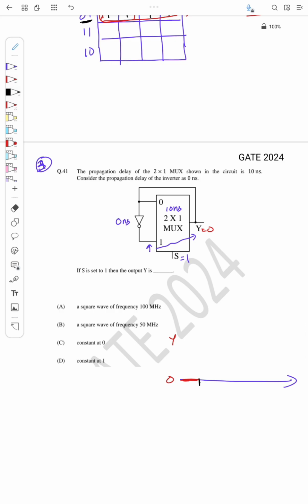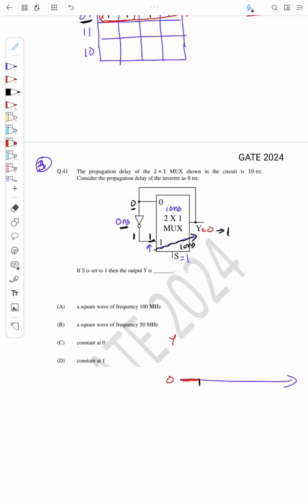If Y is 0, the input to the NOT gate is 0, so the output of the NOT gate is now 1. Is there any delay here? The delay is 0 nanosecond. So at the instant when 0 comes here, the output of this NOT gate will be 1, and that will be the input of the mux. Now if the input to this mux is 1, the output will now be 1, and this happens only after 10 nanosecond.